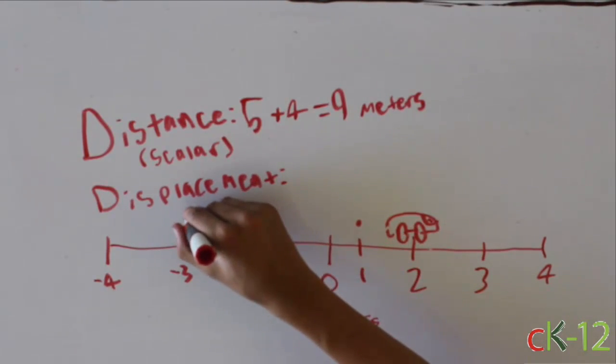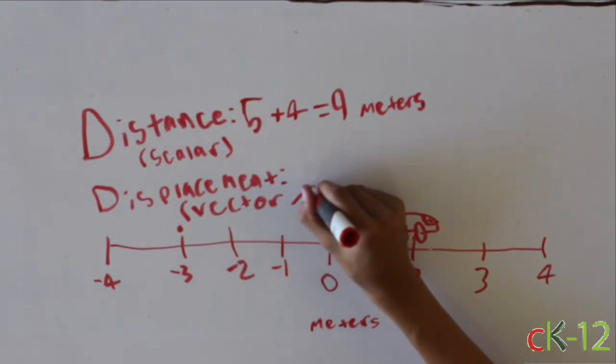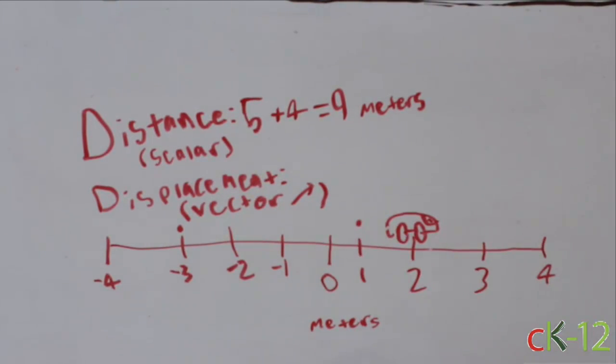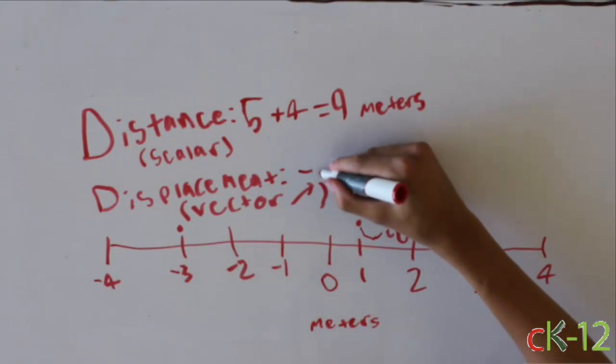To measure displacement, we simply calculate how far away and in what direction the final position is from the starting point. So even though the car moved 9 total meters, it still ends up only 1 negative unit from its starting point. So the displacement is -1.